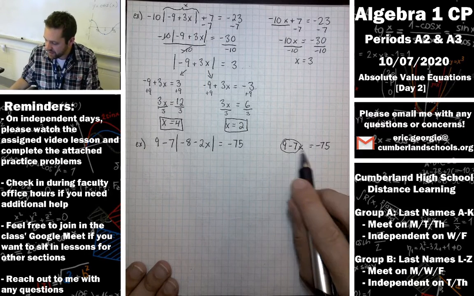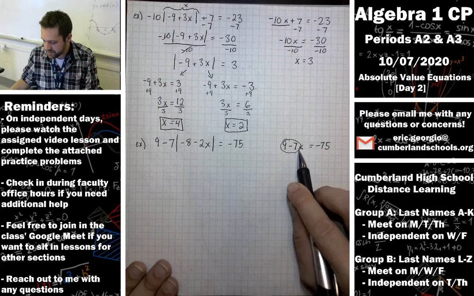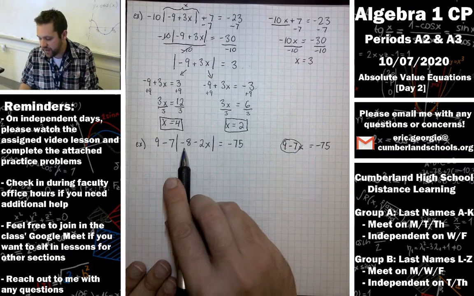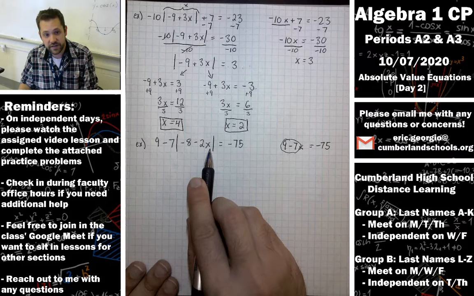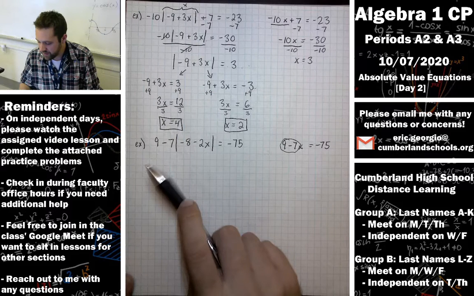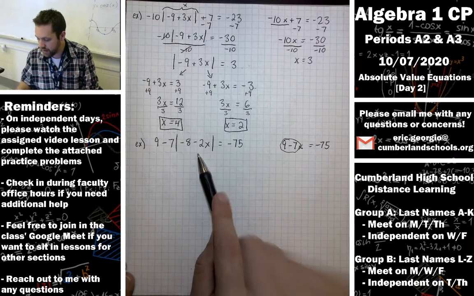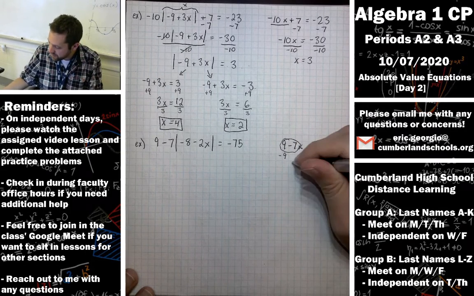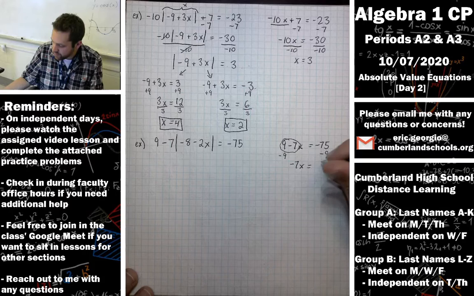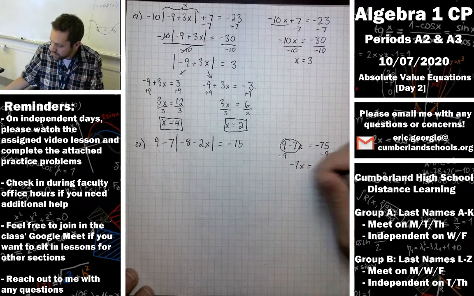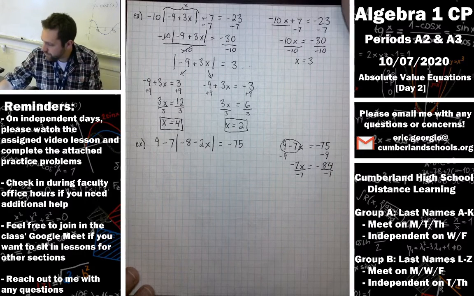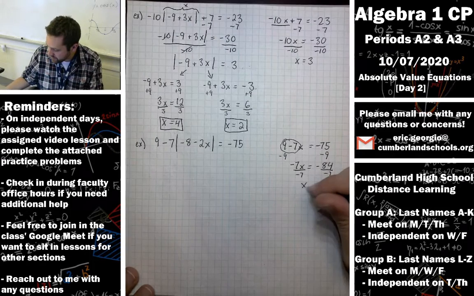This negative 7 is attached to the x. Same deal over here. This negative 7 is being multiplied to the absolute value of this stuff. Okay, it doesn't just pull apart and pair up with the 9 because it feels like it. This negative 7 is attached to this. All right, so just like I would over here, to isolate the variable, I would subtract 9 from both sides, giving me negative 7x equals negative 84. Divide both sides by negative 7. And I would get x is equal to 12.